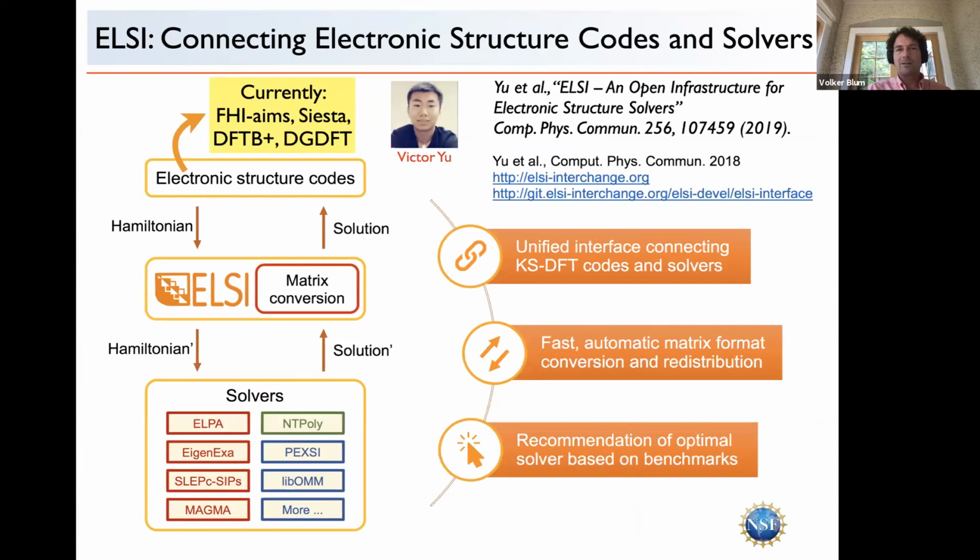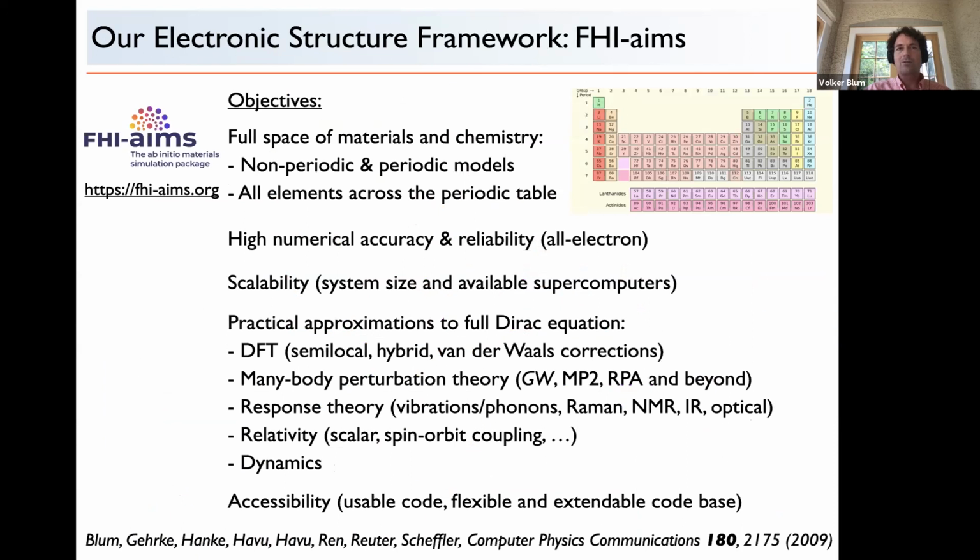You can see these slides later, and Victor Yu is going to talk more about this later. This is the end of my talk. Hopefully I convinced you that in principle we can use this as a prescription across material science and chemistry. It's a high precision and also accuracy and reliability all electron code. It scales very well with system size and on available supercomputers.